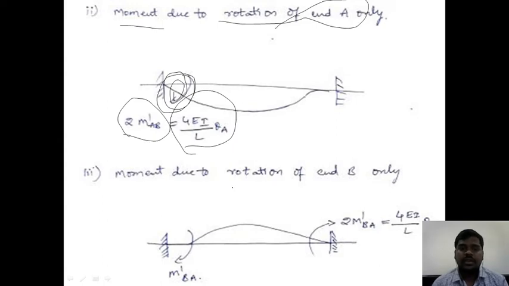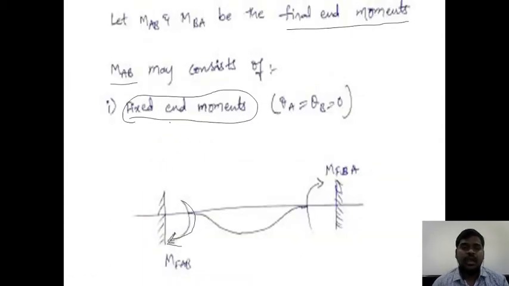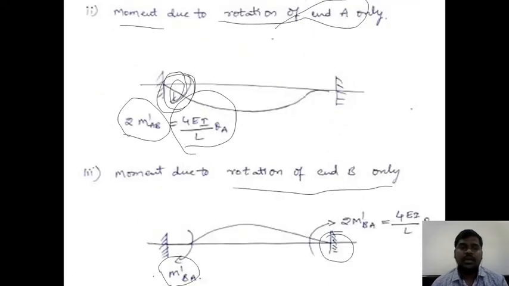And if there is rotation of end B, it will generate one more moment, that is M dash BA. Here I have said M bar, so please correct it as M dash. So this is M dash BA. So we have first moment as MFAB, this is 2 times M dash AB, and this is 3. So we have 3 moments at A. Similarly, 3 other moments at B in the same manner.